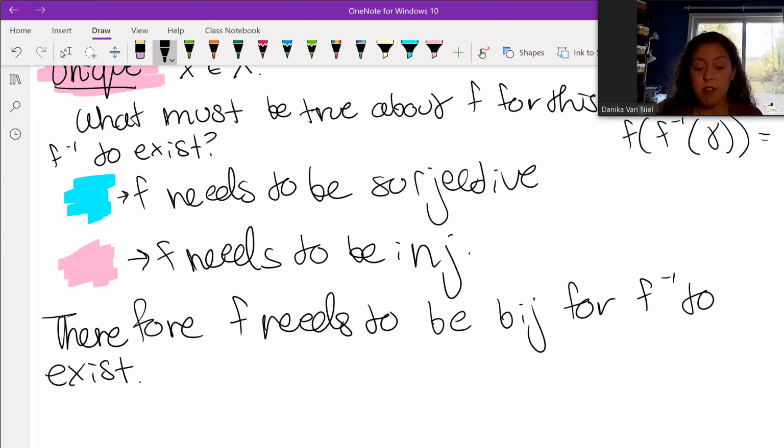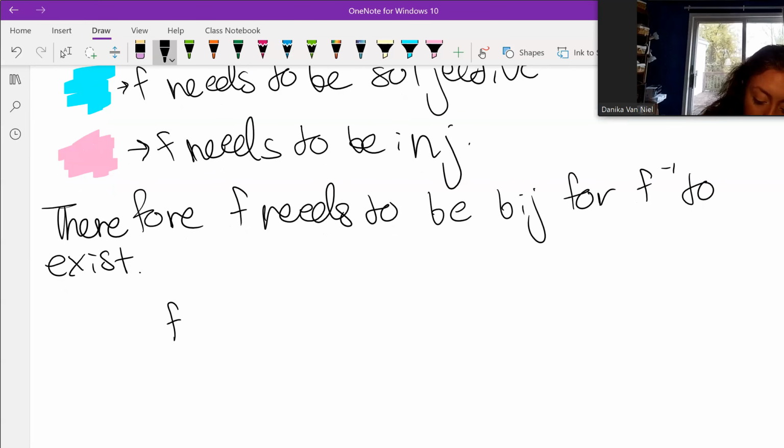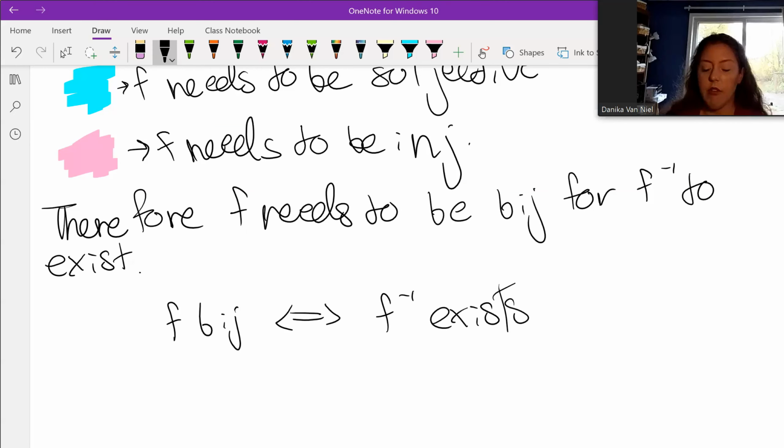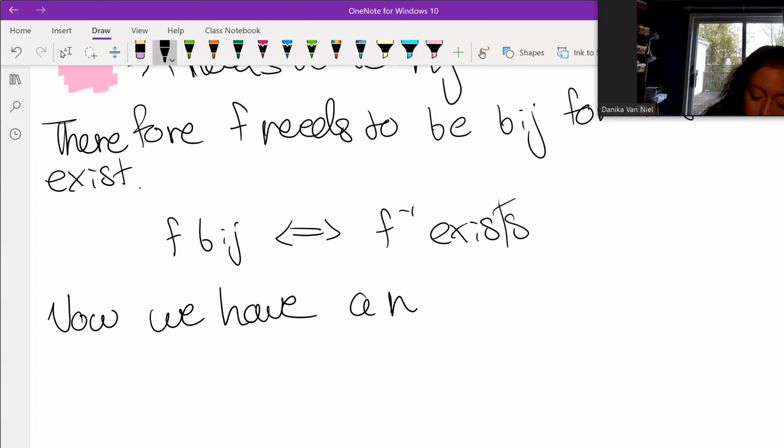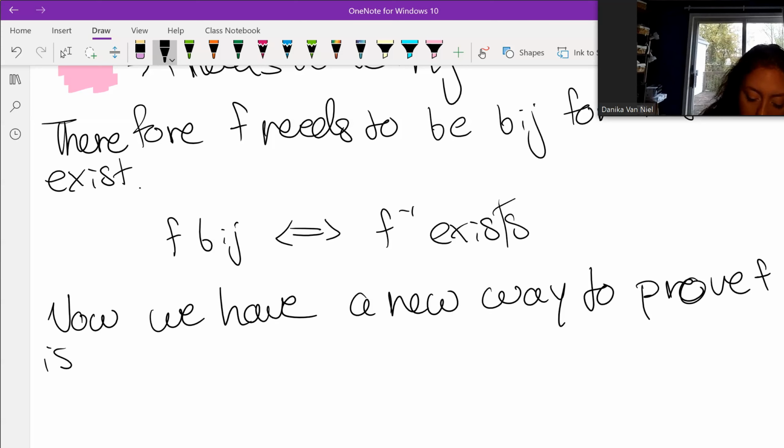Okay, so how cool is that? So f is bijective if and only if f inverse exists. If and only if f inverse exists, and exists as a function, okay? I know I'm beating a dead horse now, but okay. How cool is that? So now we have a totally different proof. Now we have a new way to prove f is bijective.